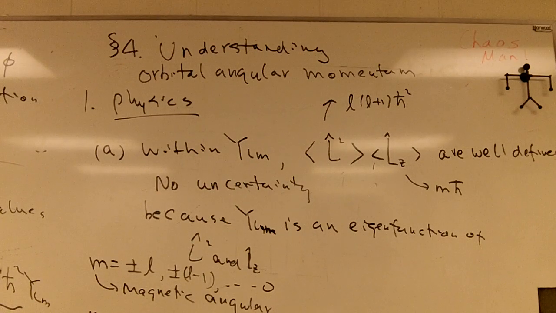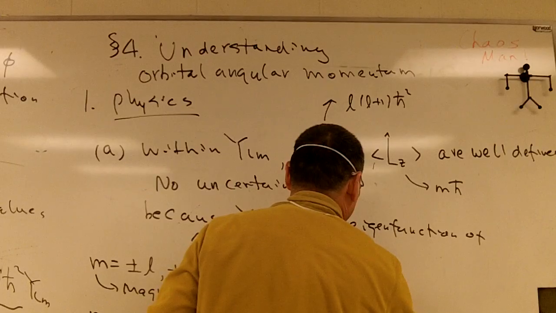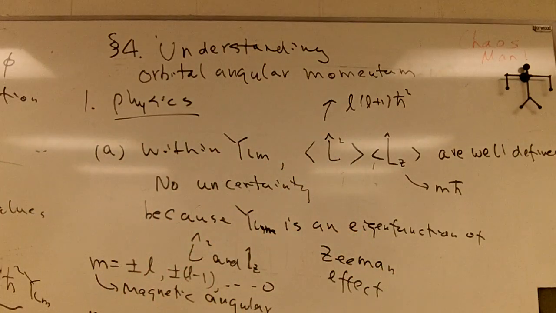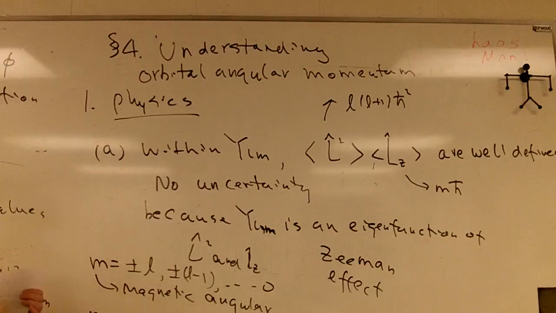The reason we call it magnetic is because m is affected by the magnetic field. That's the Zeeman effect, which you all saw in the Zeeman experiment, and it is connected with this m. So if l equals 1, you have m equals minus 1, 0, and plus 1. This is what we will discuss next, and second, we'll talk about the other operators.